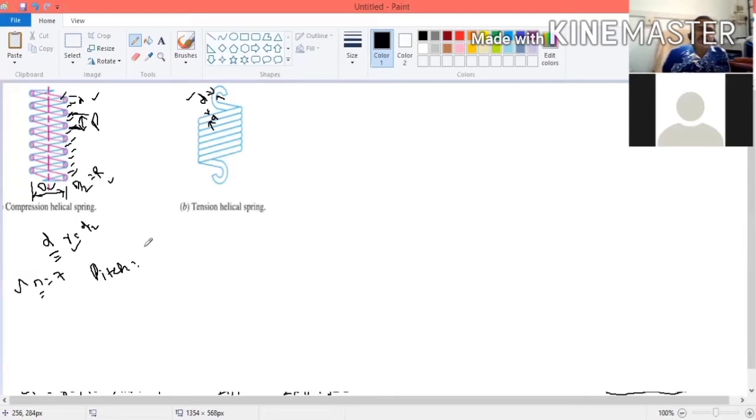Then pitch is equal to the length, which is known as the height of the coil, divided by n minus 1. We call it the free length, FL. Free length divided by n minus 1 is known as pitch. So when no load is applied, the height of the spring is known as free length.